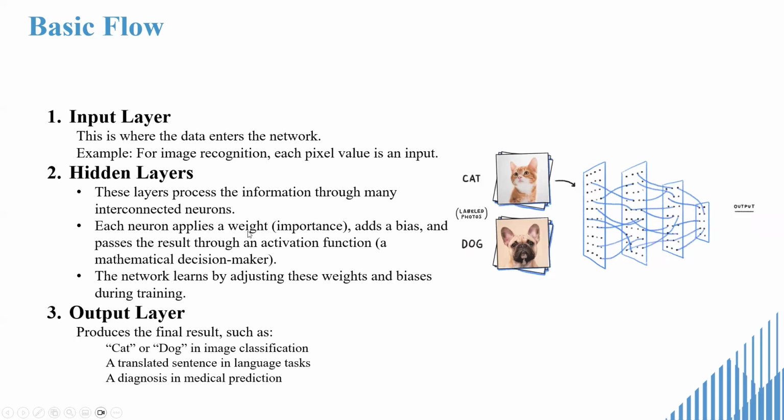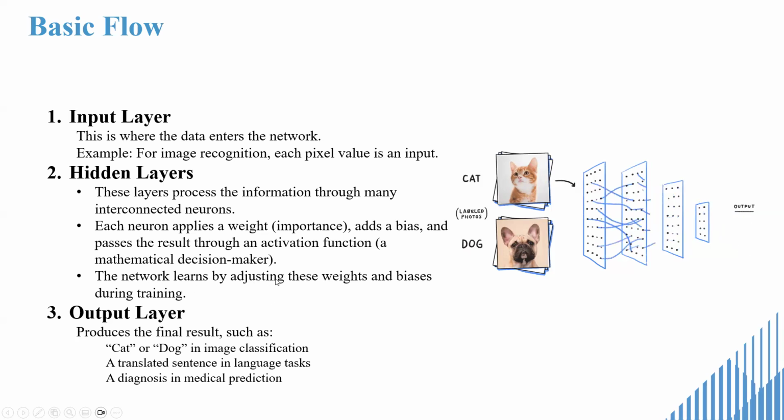So each neuron applies a weight, importance, adds a bias, and passes the result through an activation function, a mathematical decision maker. Each of these layers will have a weight and a bias. There might be some ups and downs, might be plus something or minus something, because that is the bias. And the result goes through an activation function, for example sigmoid, linear, tangent hyperbolic, or ReLU. You just add those functions inside. It's math and it will understand everything.